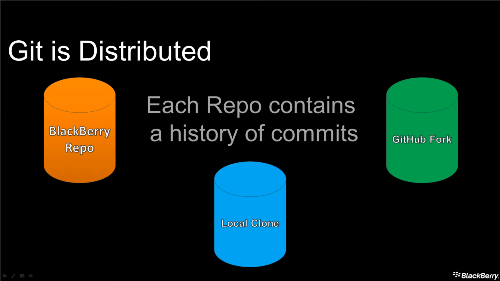I'll be using these classic cylinder diagrams to represent repositories. When you're working on a distributed development project through GitHub, you'll generally start with a repository that has code you want to use or that you want to change. Let's say that repository is the orange one here.